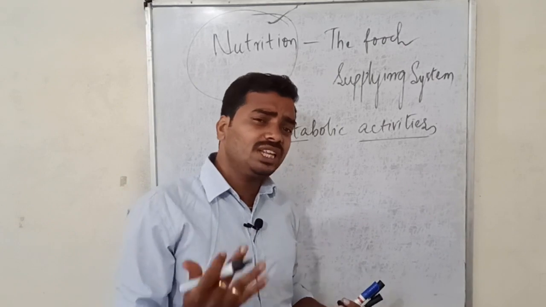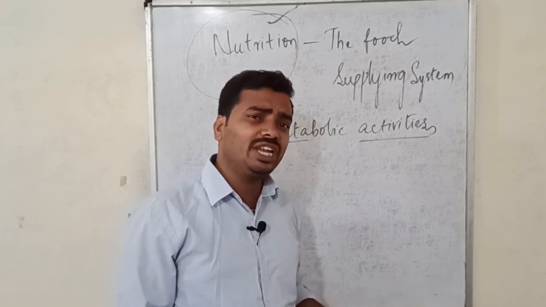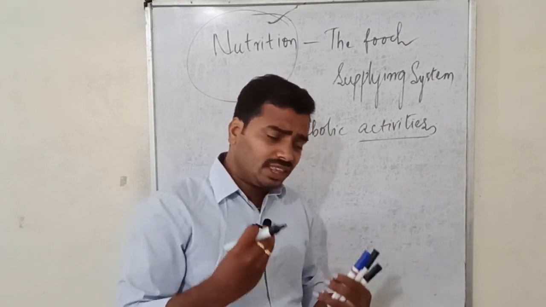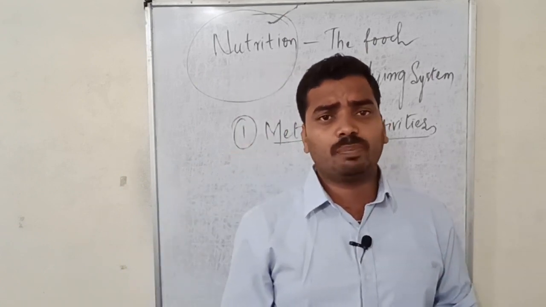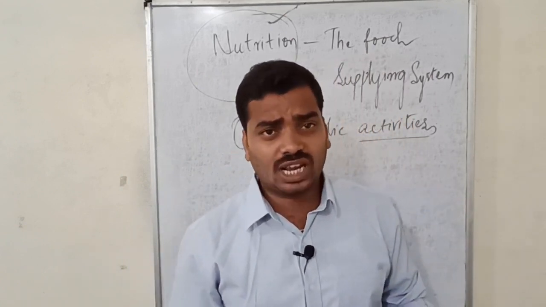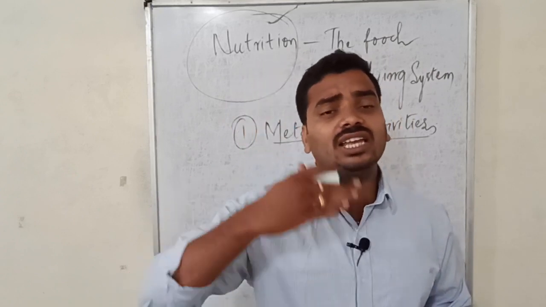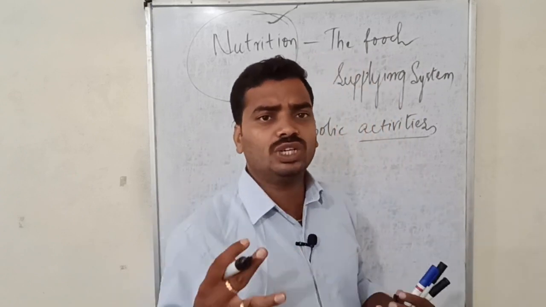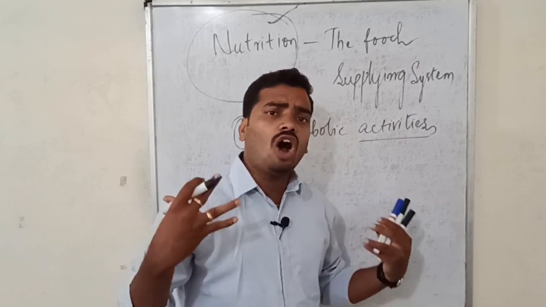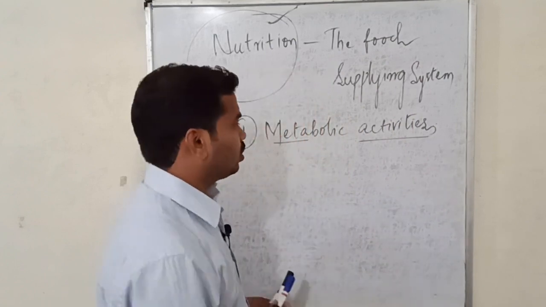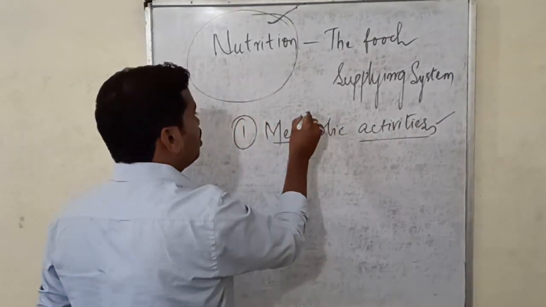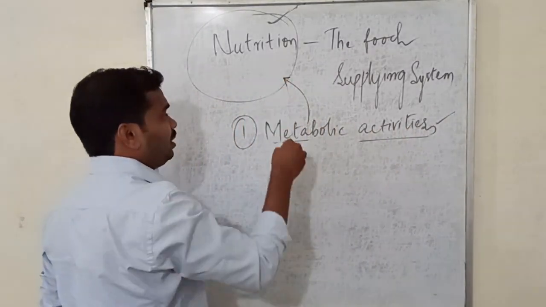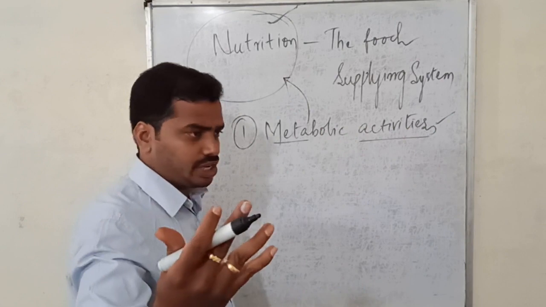To carry out these metabolic activities, you need food. When you take in the food, this food will be converted into simpler molecules like glucose, and then ultimately these glucose molecules will generate energy within the organism to carry out these metabolic activities. To carry out these activities, we need nutrition, which means we have to take in nutrients.